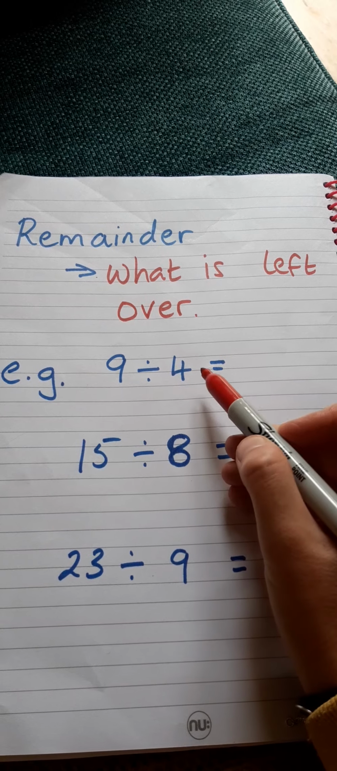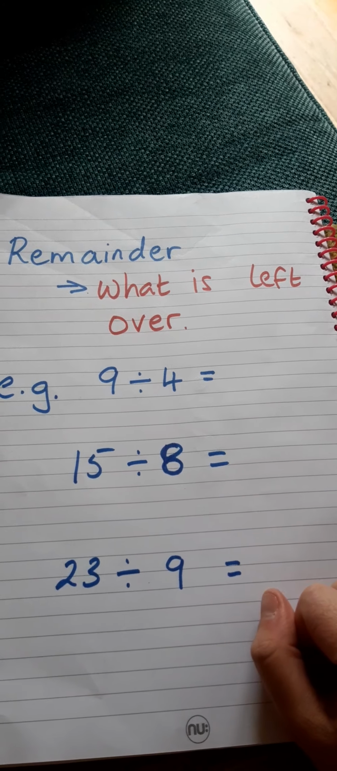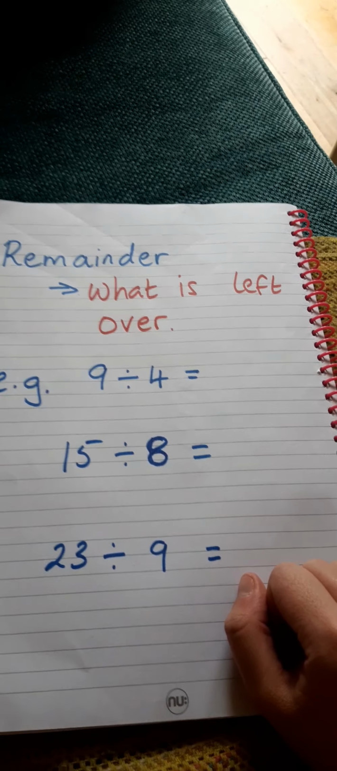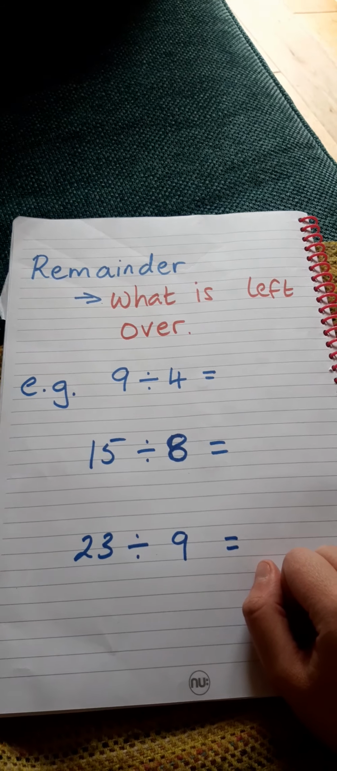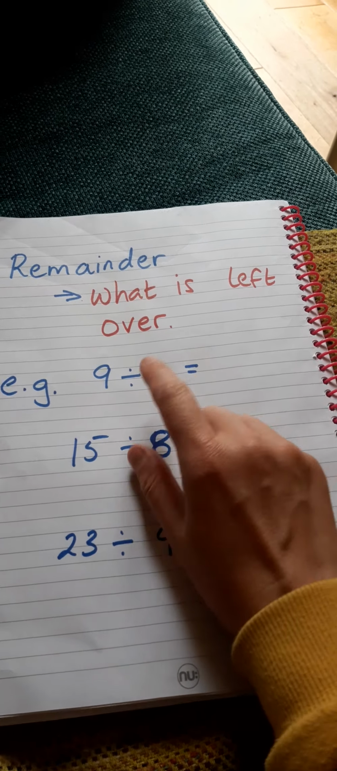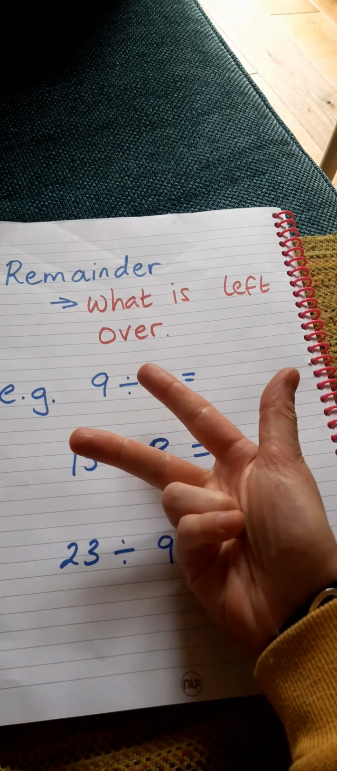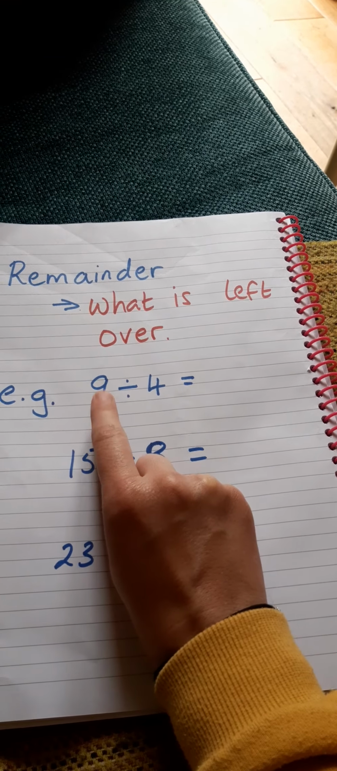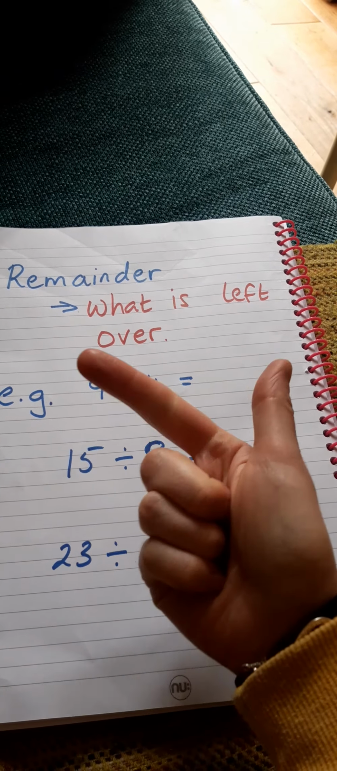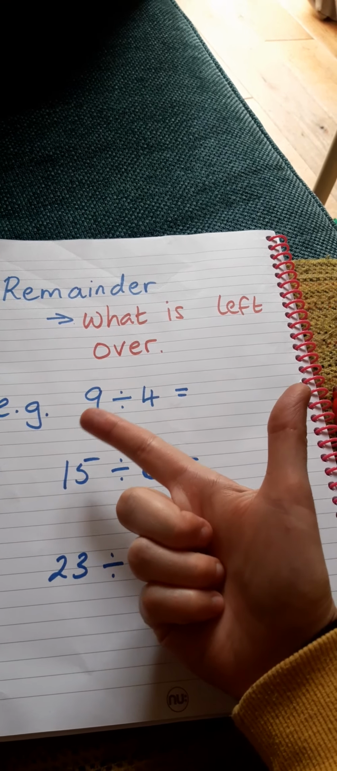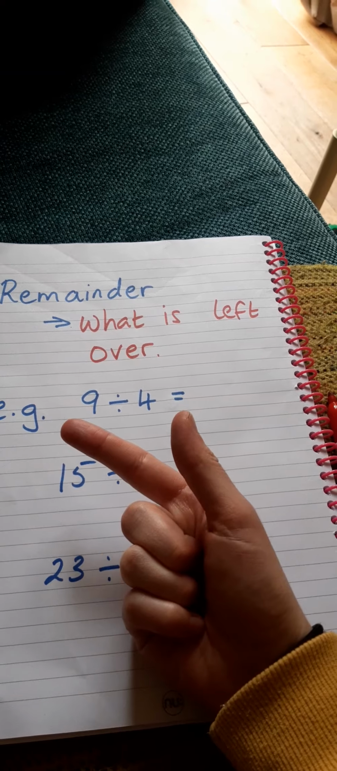9 divided by 4. You have to use skip counting whenever you are dividing. So if you're not sure if you're skip counting, you can take your tables book out and see. So if it's divided by 4, you have to count in our 4. So we say 4, 8, 12. Now once you have a number bigger than this one, you've gone too far. So we had 4, 8, 12. We've gone too far. So you have to take that one away, and it went in 2 times.